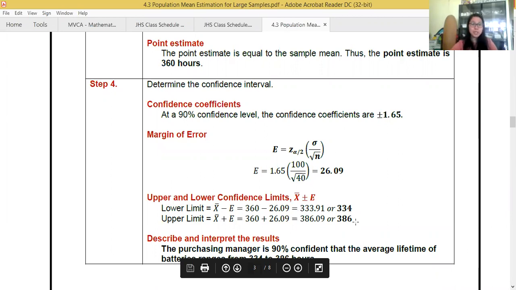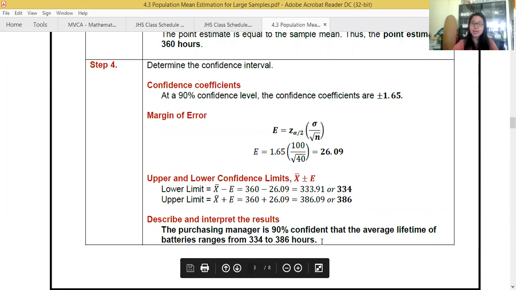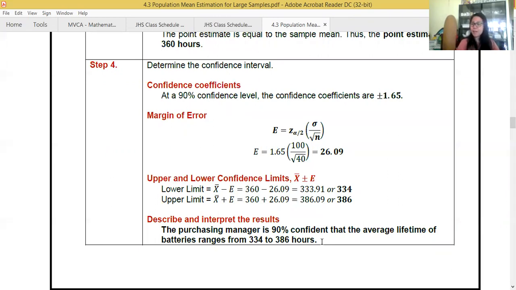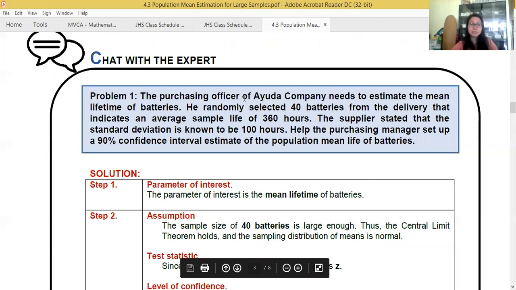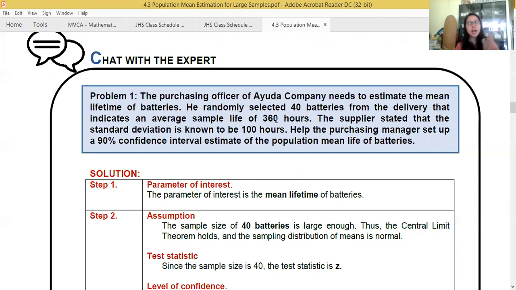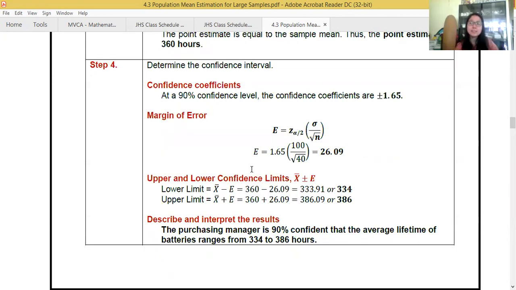For the upper limit, you add, and that is 386. So how do we describe and interpret the result? We say the purchasing manager is 90% confident that the average lifetime of batteries ranges from 334 to 386 hours. Now, what if the problem does not state that it's the purchasing manager or the purchasing officer? Like, the company needs to estimate without telling who is deciding. Then you just say: we are 90% confident that the average lifetime of batteries ranges from 334 to 386 hours. That's how you state it.